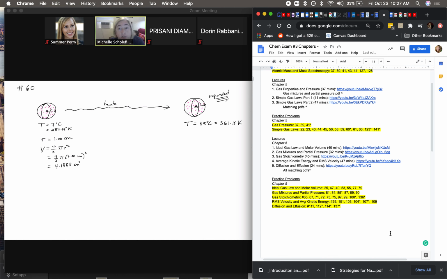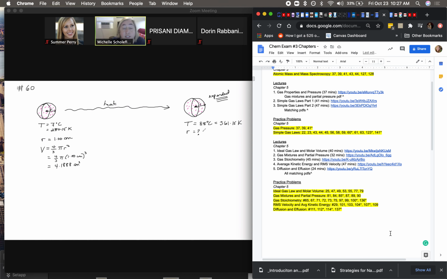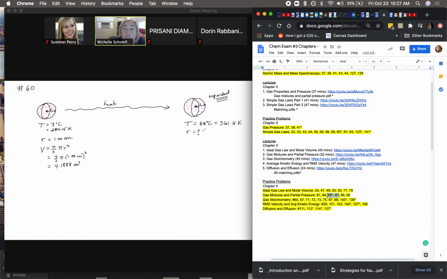There is no gas law that you have met that looks at the relationship between temperature and radius. So even though our goal is to figure out the radius here, we don't have a direct relationship between temperature and radius. So we need to use a different relationship to help us. We need the relationship between what and what? Temperature and volume.